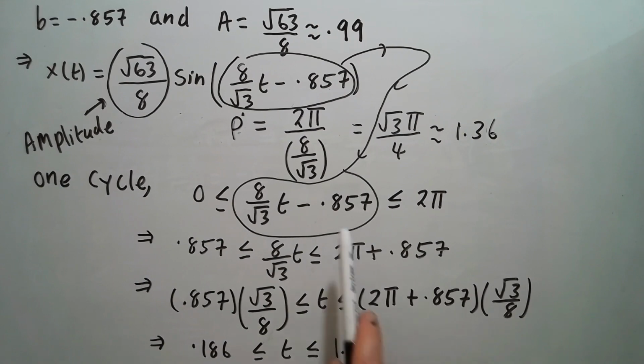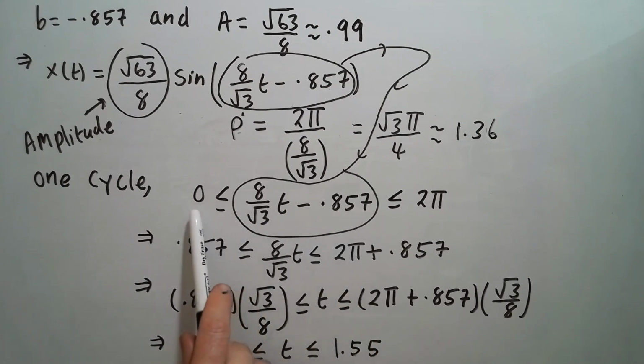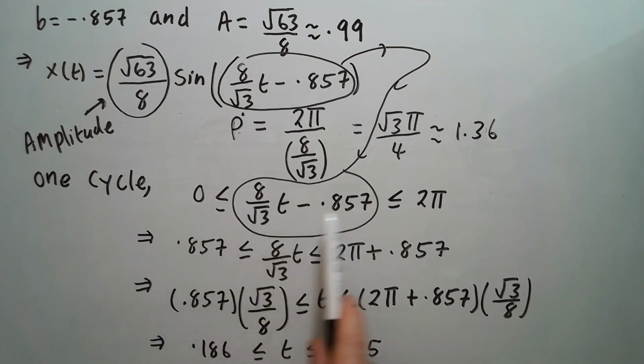Okay, so adding 0.57 to the left, middle, and right, we get this. Then solving for t, multiplying by the reciprocal of 8 over the square root of 3, so it'll be the square root of 3 over 8, which I've done here and over here, and I'll let you check when you simplify these. This is roughly equal to 1.86 here, and this stuff over here is roughly equal to 1.55.